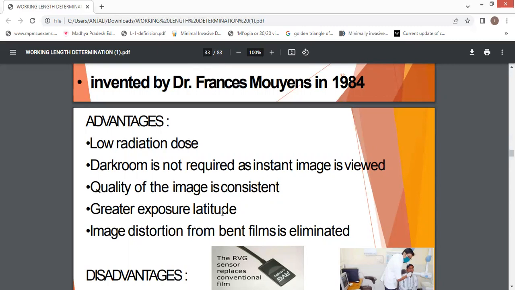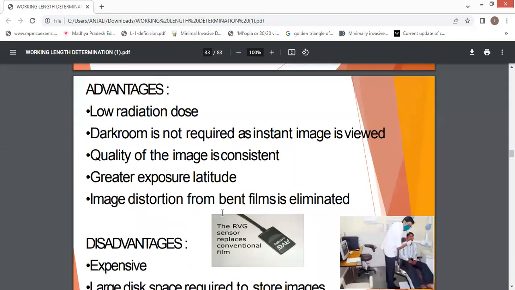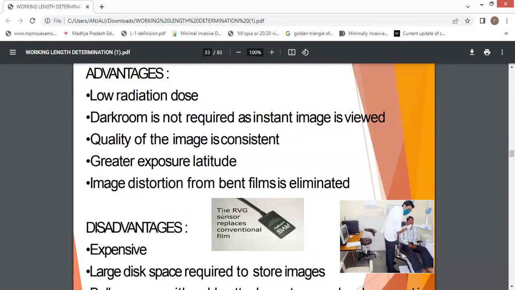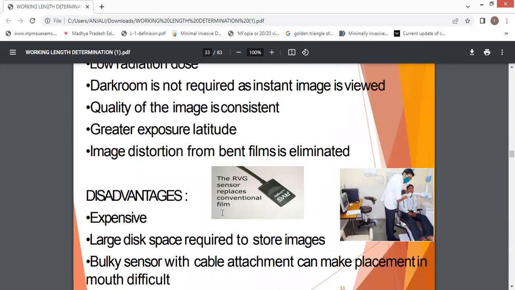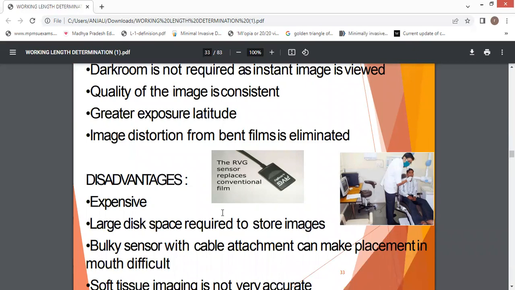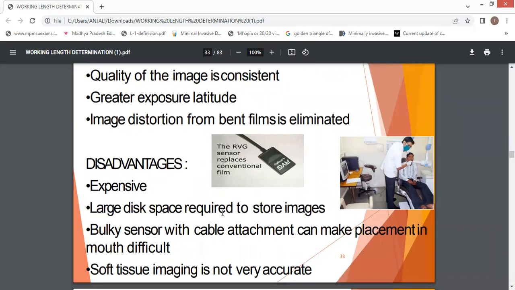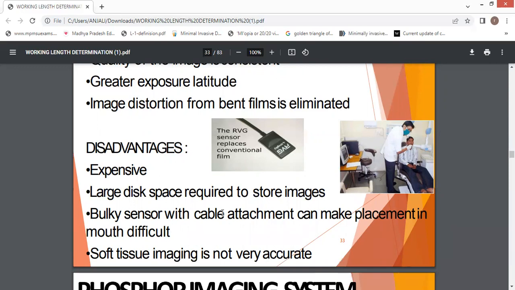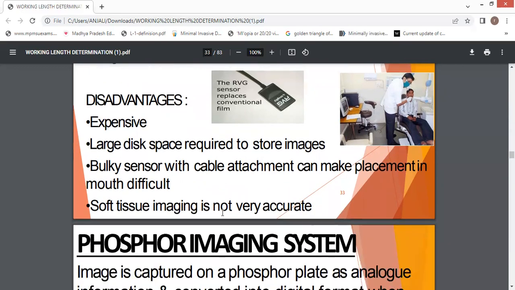Advantages of RVG: low radiation dose, darkroom is not required as instant image is viewed, quality of the image is consistent, greater exposure latitude, image distortion from bent films is eliminated. Disadvantages of RVG: expensive, large disk space required to store images, bulky sensor with cable attachment can make placement in mouth difficult. Soft tissue imaging is not very accurate.